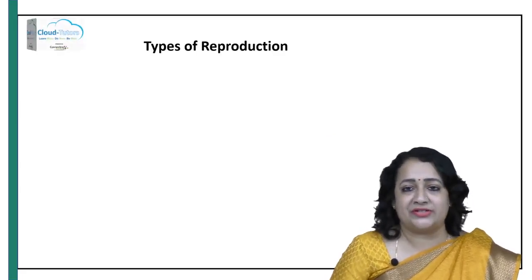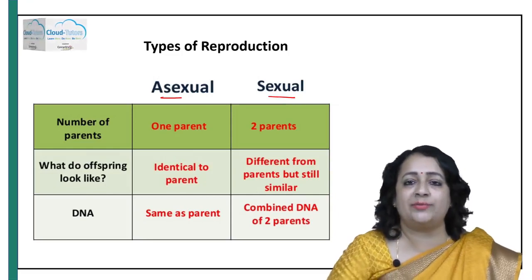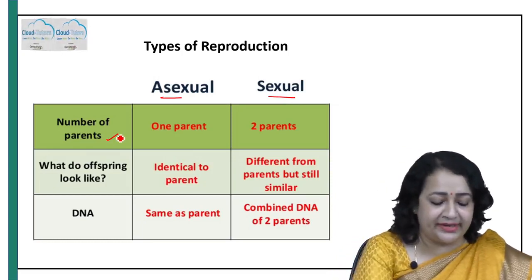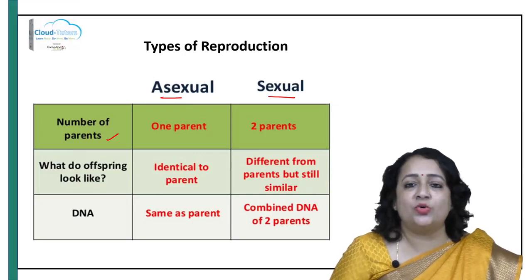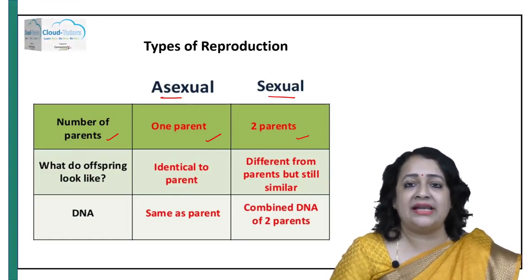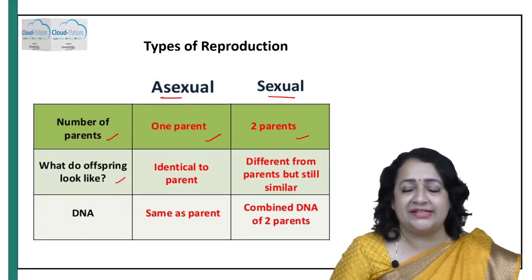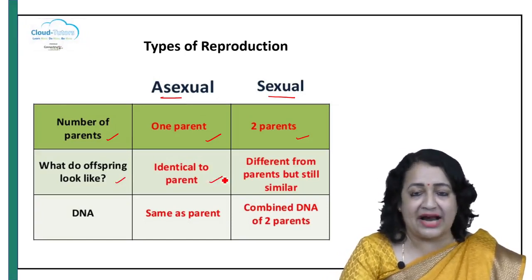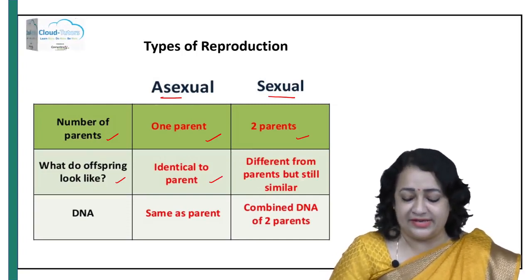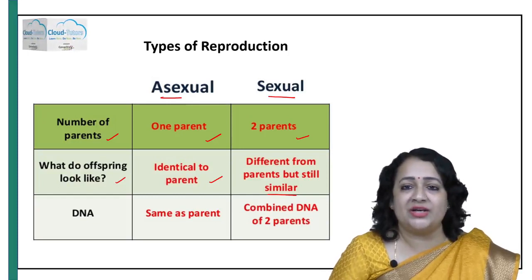So there are two types of reproduction. One is asexual, the other is sexual reproduction. So what is the difference between sexual and asexual reproduction? Based on the number of parents, in asexual reproduction there is only one parent involved, whereas in sexual reproduction two parents are involved, a male and a female. What do offspring look like in asexual reproduction? The offspring will be identical to their parent, whereas in sexual reproduction they will be different from the parent but similar. They will only be similar to their parents but not identical.